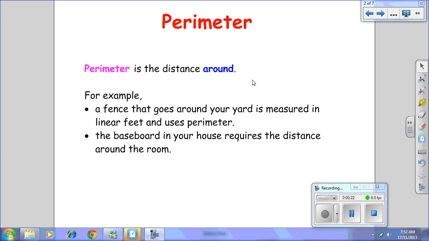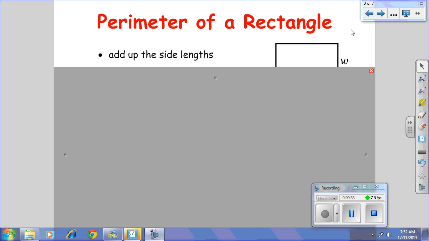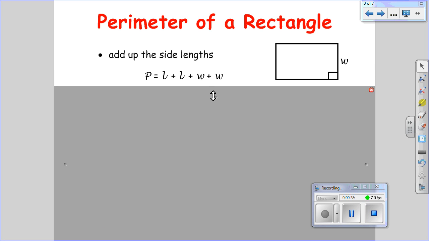The same thing applies to the baseboard, that piece of wood at the bottom of the wall in your house. It also requires you to know the perimeter in order to determine how much baseboard to purchase. Let's start off with the perimeter of a rectangle. In order to find the perimeter of a rectangle, you add up all the side lengths.